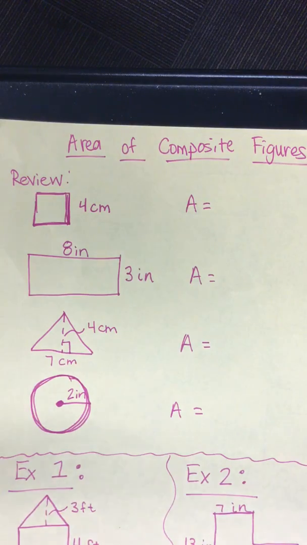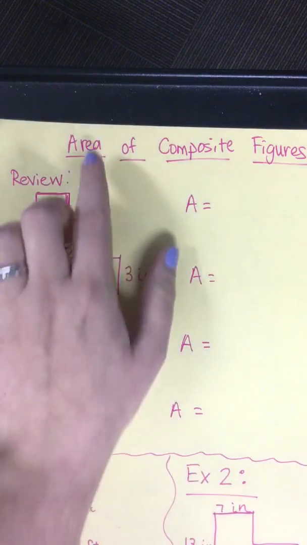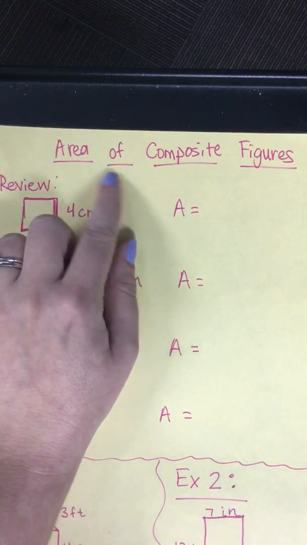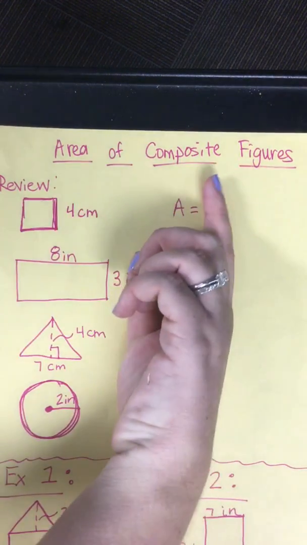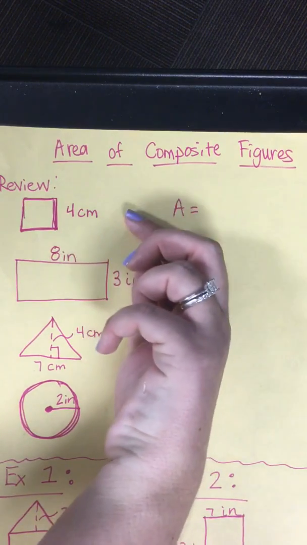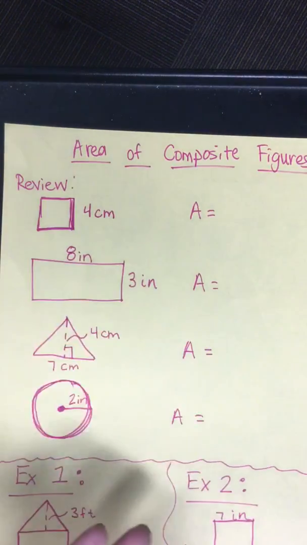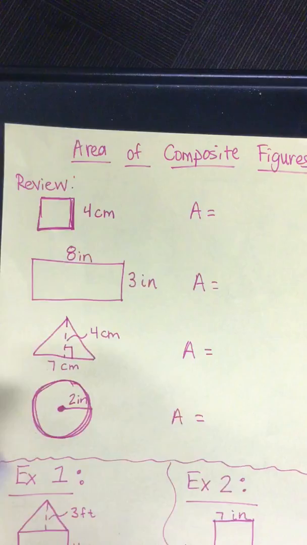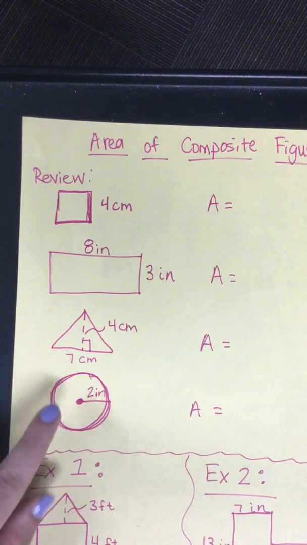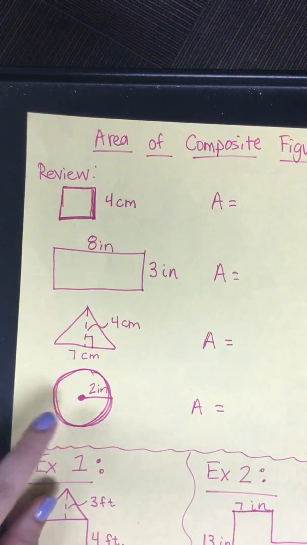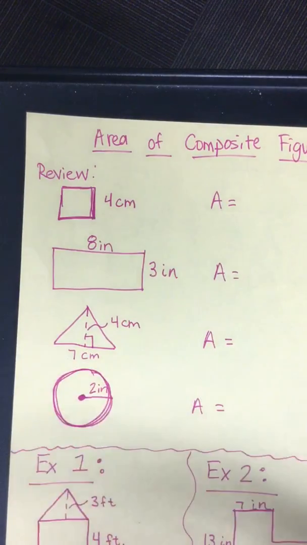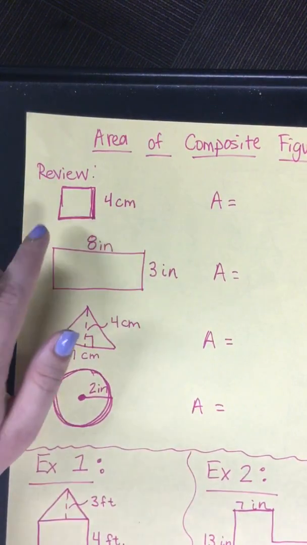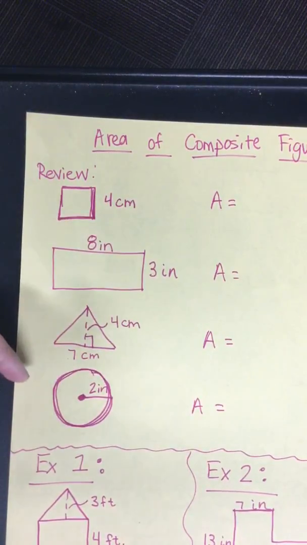Right, so the first thing we need to do is review area of 2D shapes. Our topic for this week is area of composite figures. Composite figures is just a fancy term for saying we're going to take shapes that we know, such as square, rectangle, triangle, and circle, and we're going to put them together to create what we call a figure, okay? So the first thing we need to do is review the area of these four shapes.